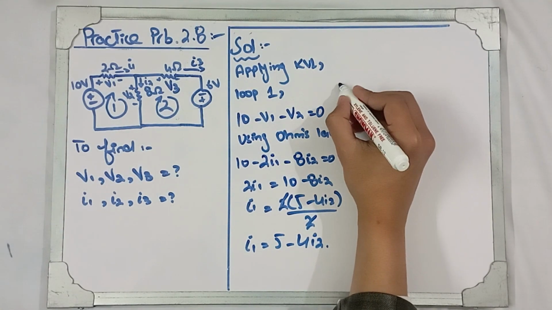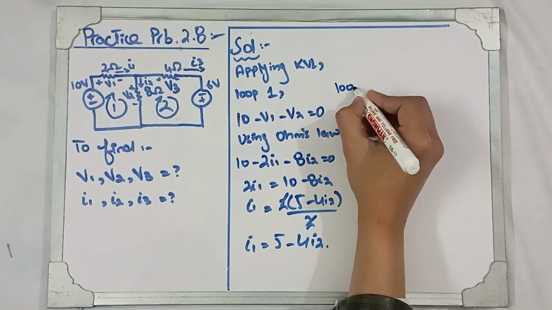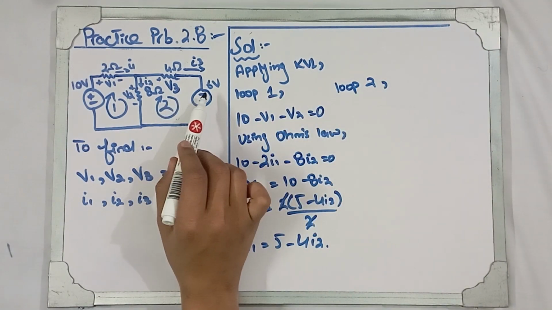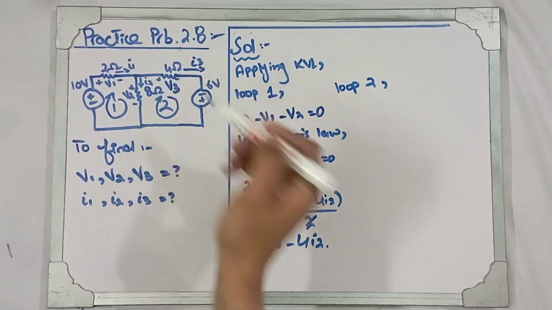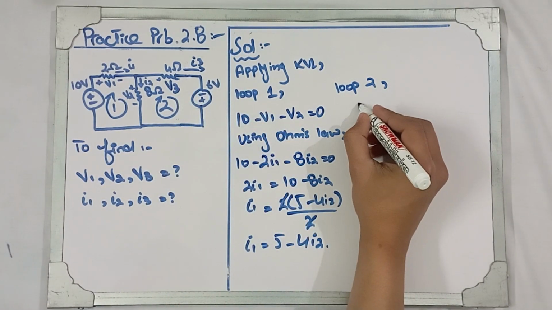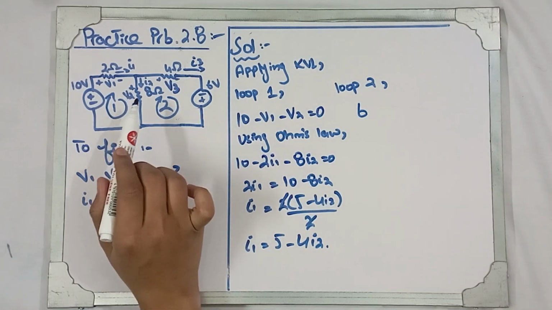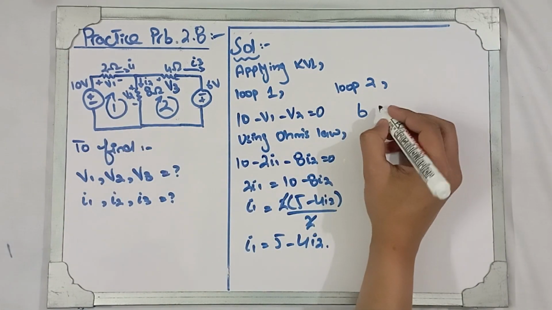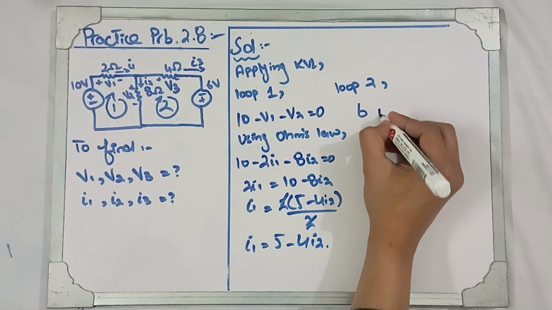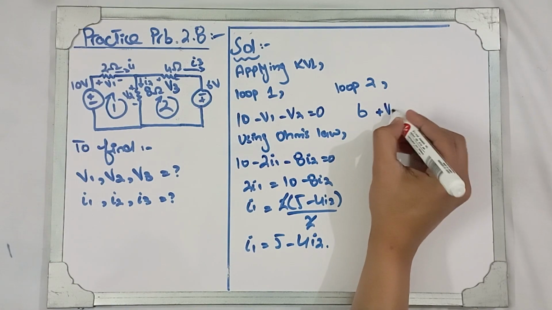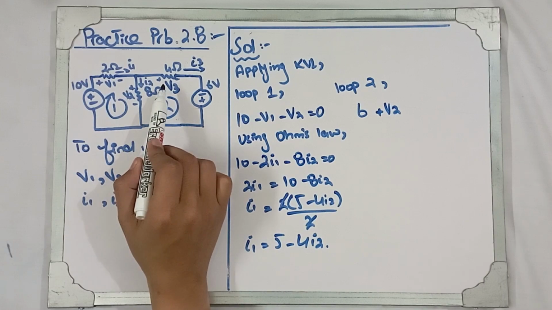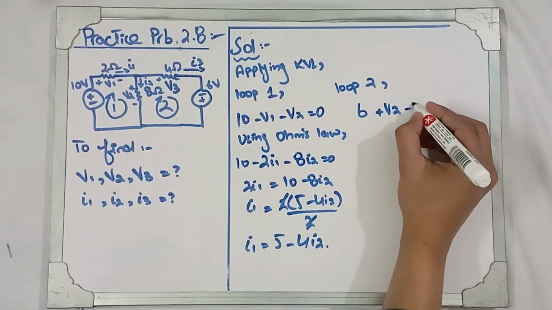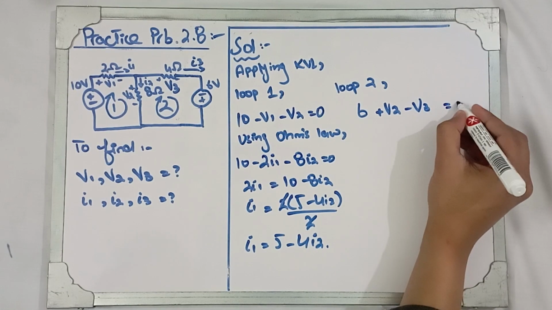Now we'll apply KVL on the second loop, so loop 2. And now you can see that again current is flowing in the clockwise direction, and for the 6 volt source current is flowing from negative towards the positive, meaning there is an increase in potential. And then for the 8 ohm resistor, again current is flowing from negative towards the positive, so again an increase in potential, so plus V2. And then for the 4 ohm resistor, current is now flowing from positive towards the negative, meaning there is a drop in potential, so negative V3, equal to 0.